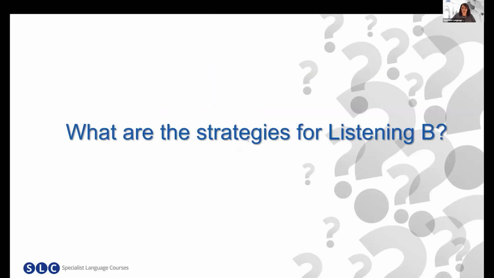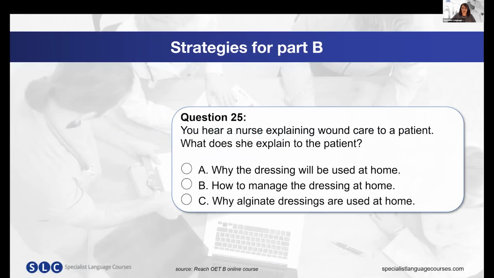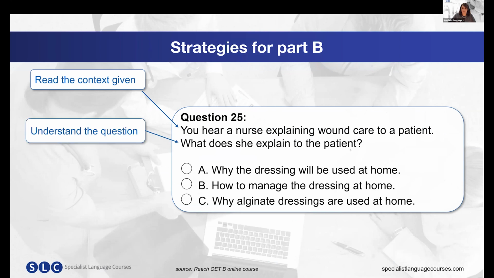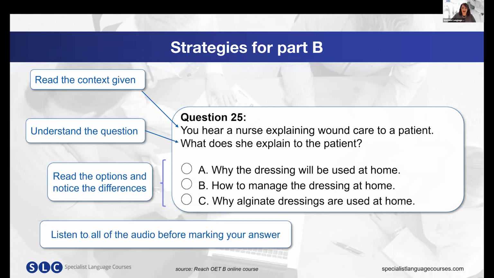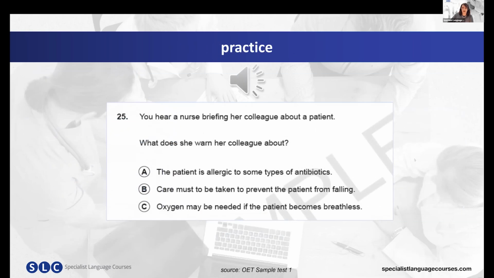So what are the strategies for listening B? First, you must read the context, which is given to you, then understand the question, read the options and notice the differences, and make sure you listen to all of the audio before marking your answer. So again, remember to put notes or perhaps crosses or ticks on the right-hand side. So we are going to do a practice together.